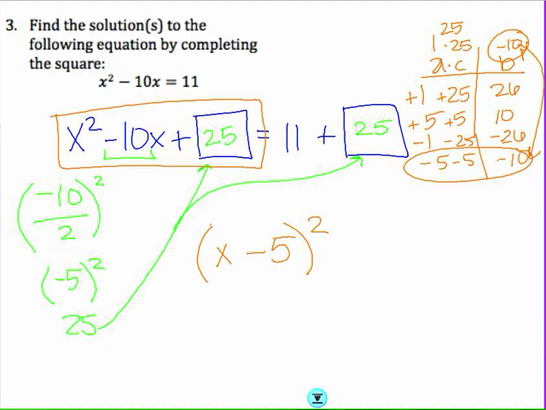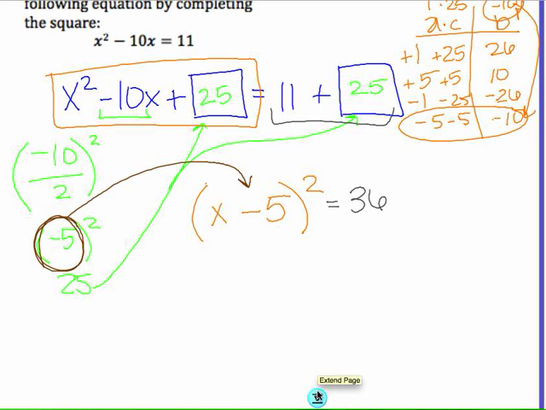Or you can think of it also as whatever number you have in here is going to go straight into here. Whatever is easier. Now I'm going to look at this side of my equation. So this should all equal 11 plus 25, which is really 36.